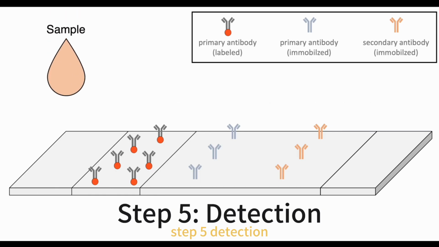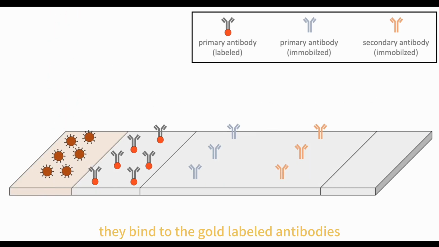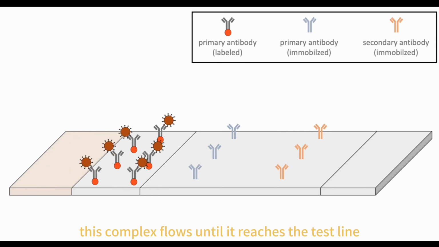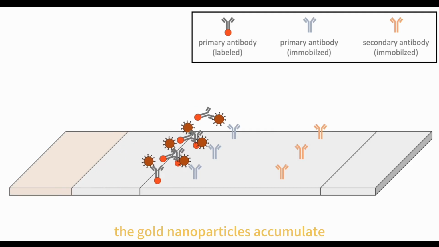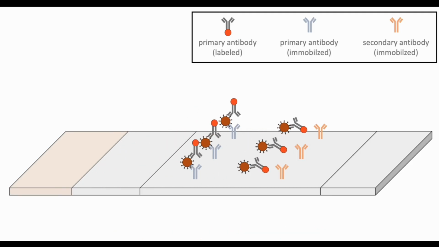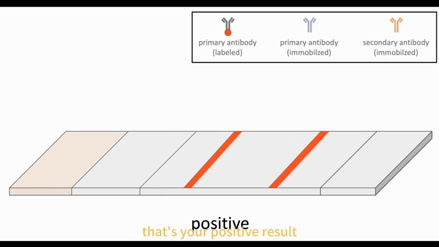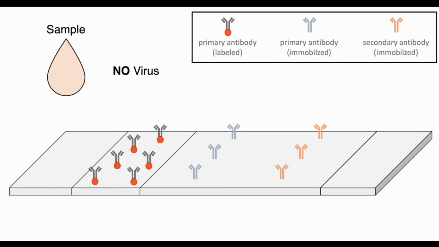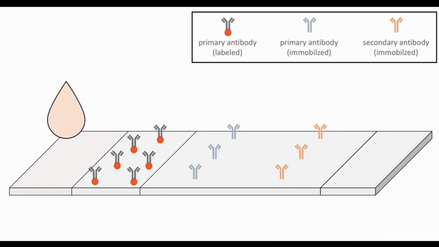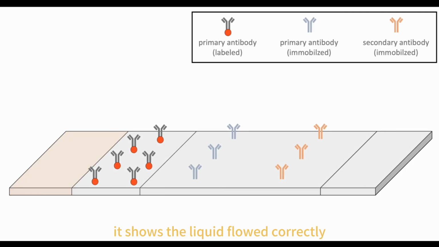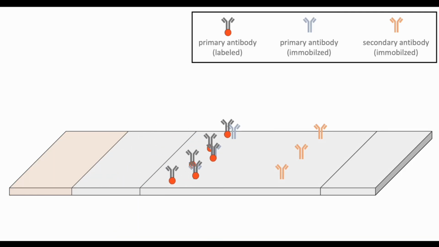Step 5. Detection. If viral antigens are present, they bind to the gold-labeled antibodies. This complex flows until it reaches the test line, where more antibodies capture it. The gold nanoparticles accumulate, forming a visible colored line. That's your positive result. And regardless of whether you are positive or negative, the control line must appear. It shows the liquid flowed correctly and the test worked.